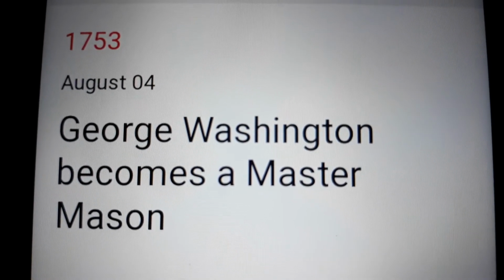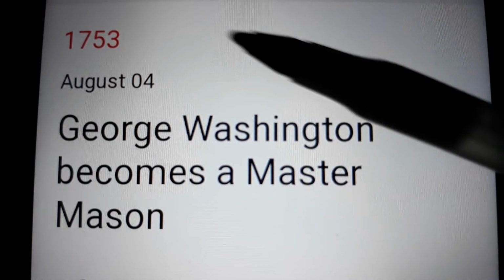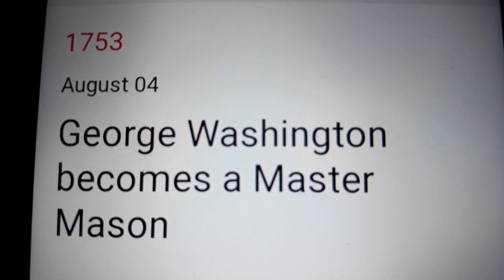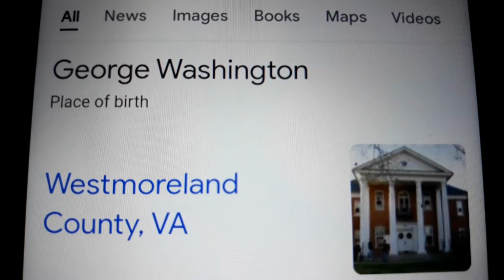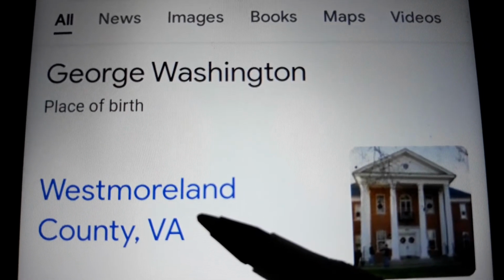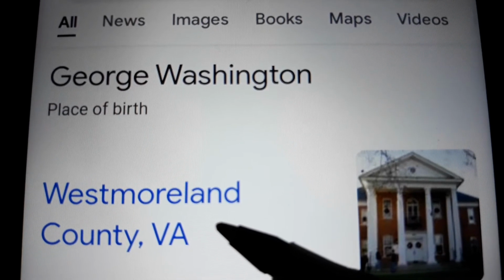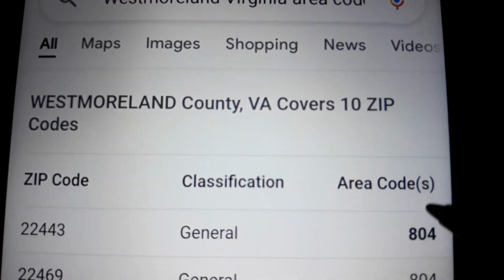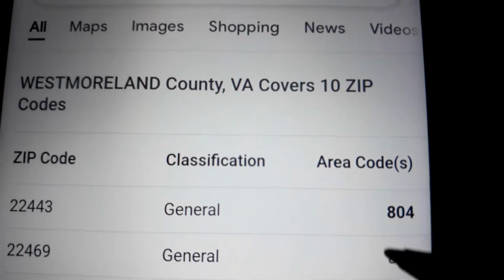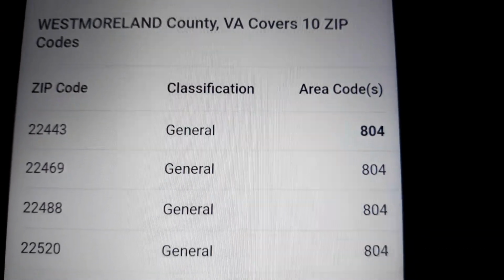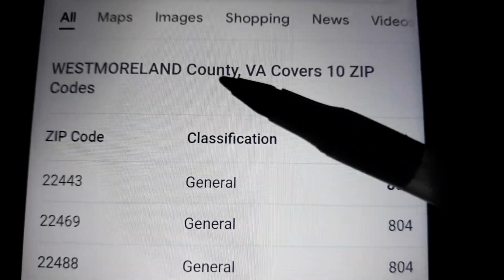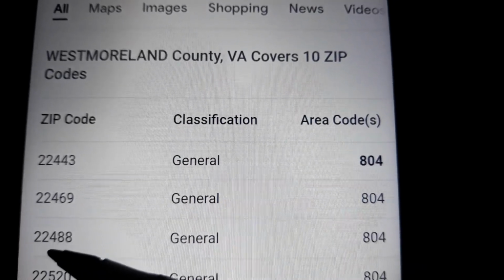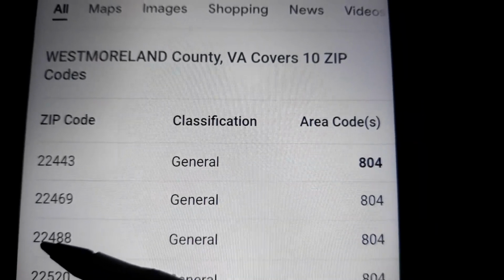And I told you everything's connected to George Washington. George Washington became a master mason on August 4th, 1753. I told you August 4th, the 216th day of the year. It's all connected. You know, George Washington, look where he was born. Westmoreland, Virginia, it's 804 area code too. Can you believe this, man? It's a bunch of other counties too, but it's still Westmoreland, Virginia, where he was born, 804. Look, it's even got those numbers that I talk about. Trump's going to get his head wound on 8/4 next year, 22.